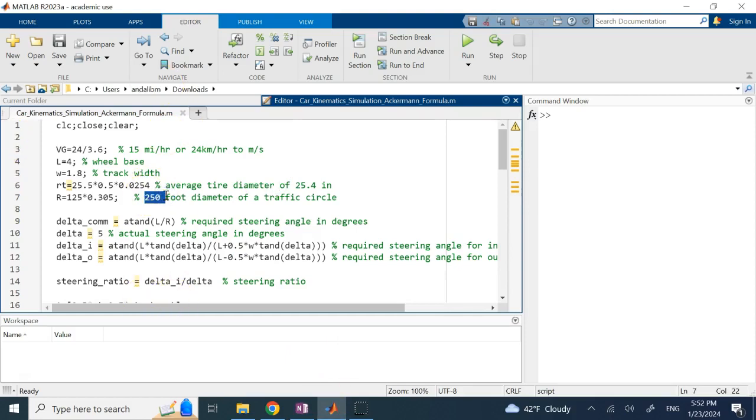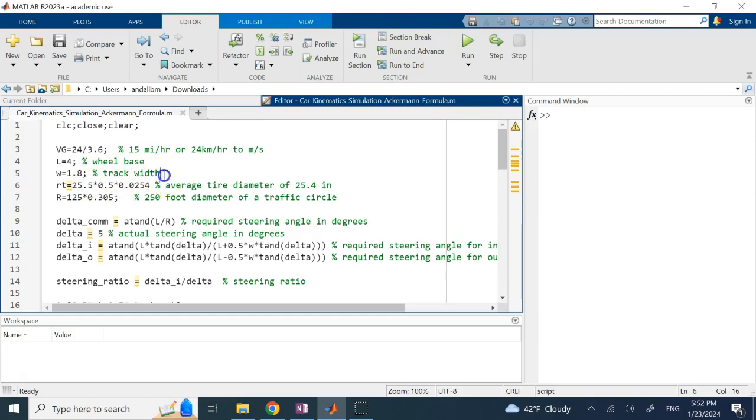I got this data from the internet. So the radius is 125, and I converted it into meters. I'm doing everything in SI units here. The radius of a tire on average I found to be about 25.4 inches, so I converted it: first I divide by 2, multiplied by 0.5 to make it radius, then this is inch in meters.